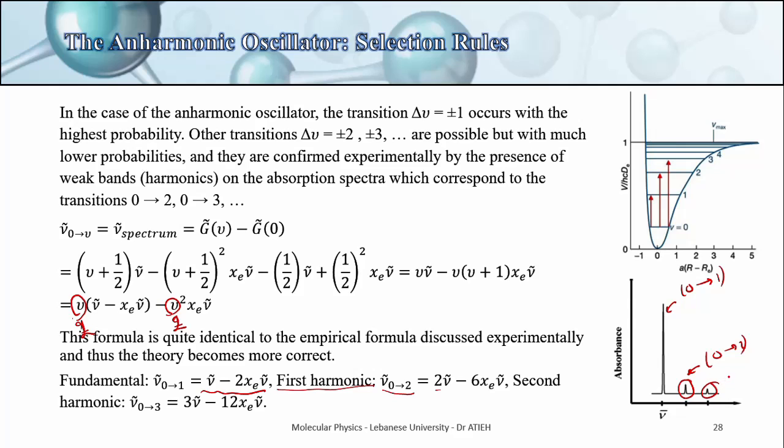And this is due to a transition from 0 to 3, which has this equation: 3 nu bar minus 12 xe nu bar. This is the second harmonic, and so on, if more peaks appear. So this conclusion is similar to the experimental spectrum that we have seen at the beginning.